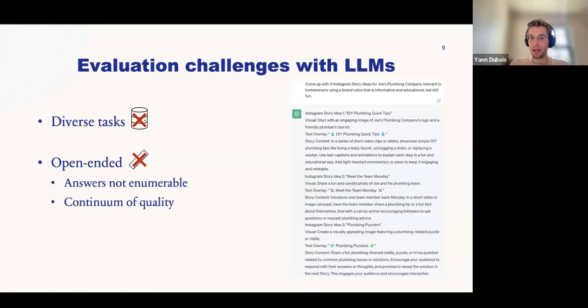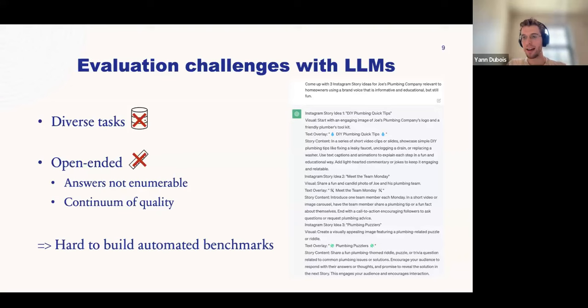And there's a continuum of quality. It's not as if there's one right answer and one wrong answer. There are many possible answers that are on this continuum of quality. And not only that, but people might disagree. For example, I might think that the first answer is better, while someone else might think that the second answer is actually better. That makes it very hard to evaluate LLMs and to build automated benchmarks. So I'll be talking about how we overcome this challenge of having this diverse set of tasks and, more importantly, having these open-ended tasks. Great.